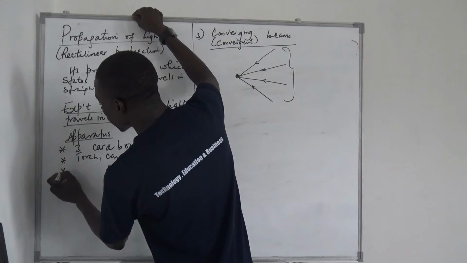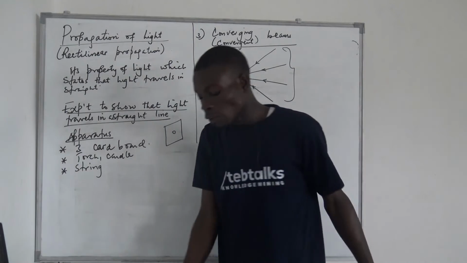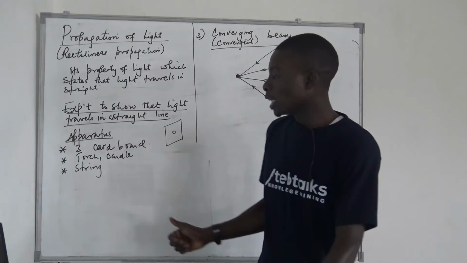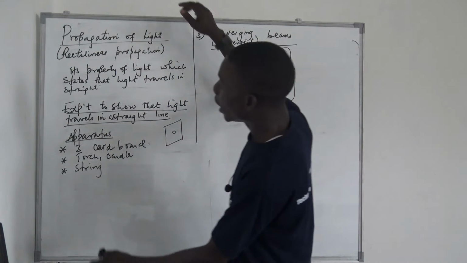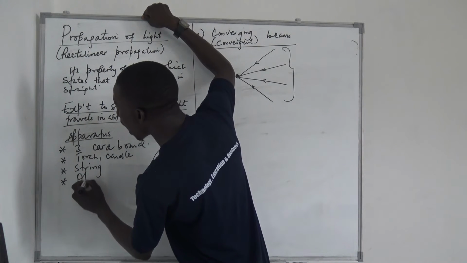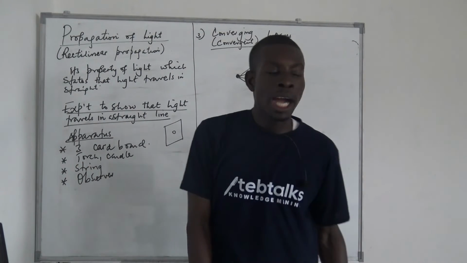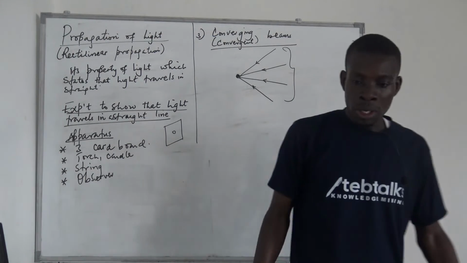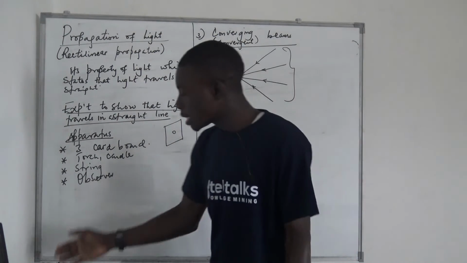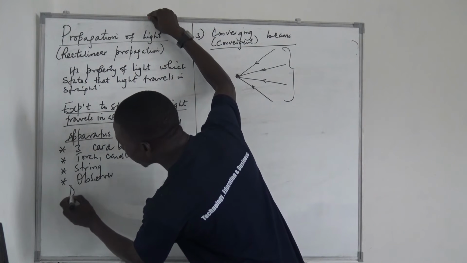And then we also need a string. The purpose of the string is for lining them up in the same line. And then yourself, you need to be there, what we're calling the observer. You are going to act as an observer to see what is happening. This is the apparatus.